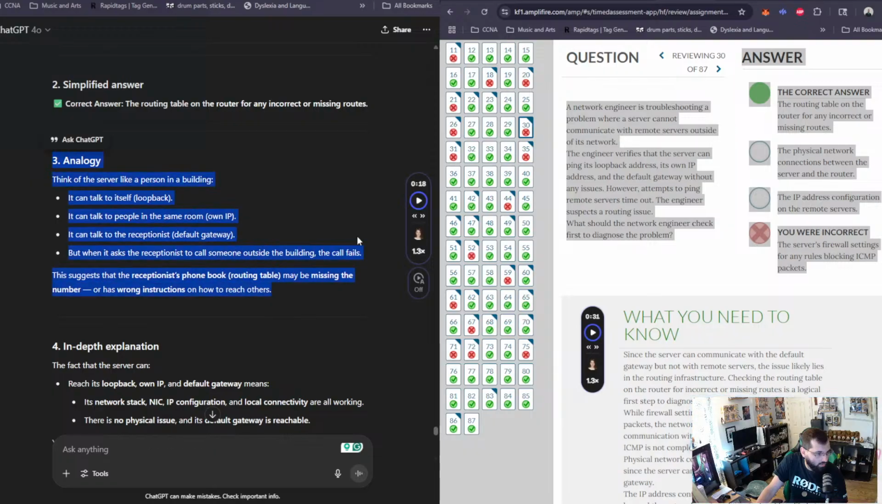Let's look at the analogy. Think of the server like a person in a building. It can talk to itself, loopback. It can talk to people in the same room, own IP. It can talk to the receptionist, default gateway. But when it asks the receptionist to call someone outside the building, the call fails. This suggests that the receptionist's phone book, routing table, may be missing the number, or has wrong instructions on how to reach others. That makes a lot of sense.